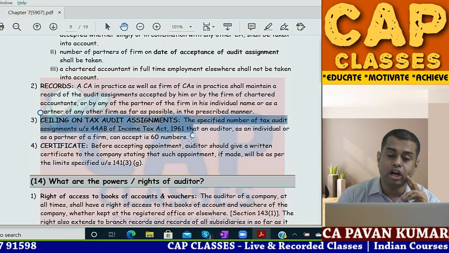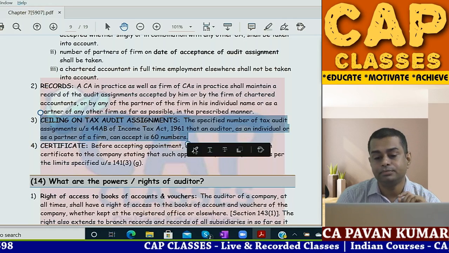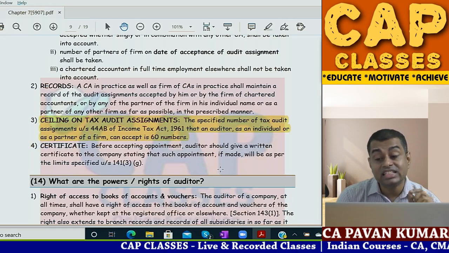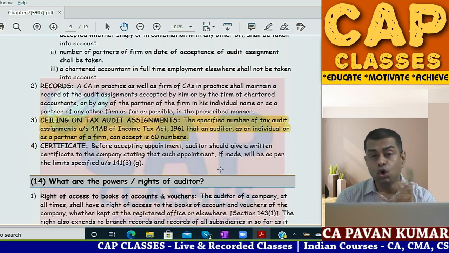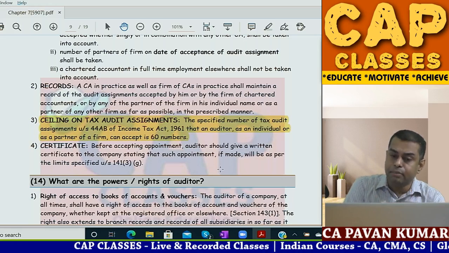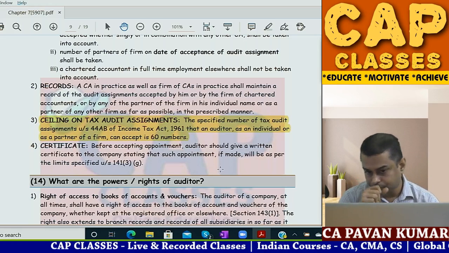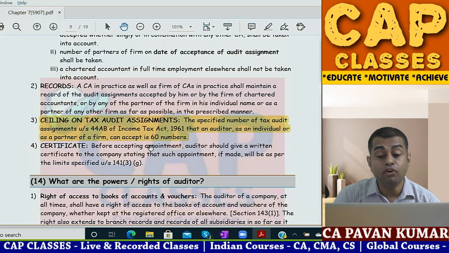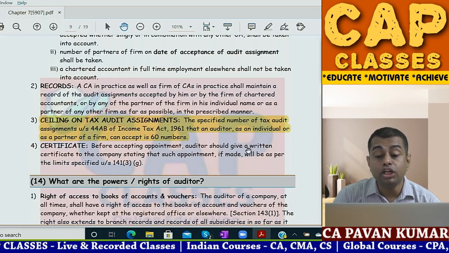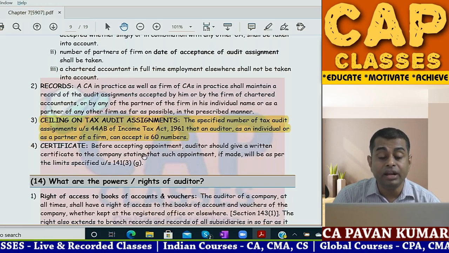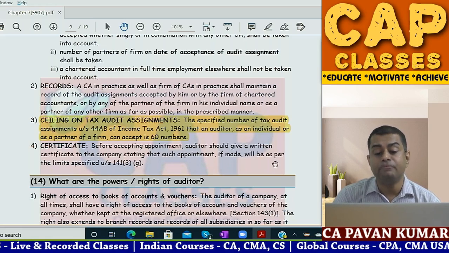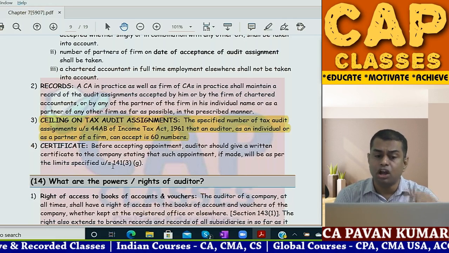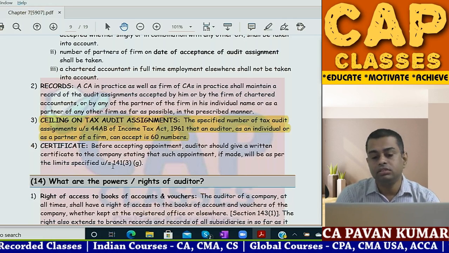Previously, it was 45. Now it is 60. 60 tax audits you can do. There is no link between this 20 company audits and that 60 tax audits. Okay. Certificate. Before accepting appointment, auditor should give a written certificate to the company stating that such appointment, if made, will be as per the specified limits. This already I told you, the certificate. That is what it is.